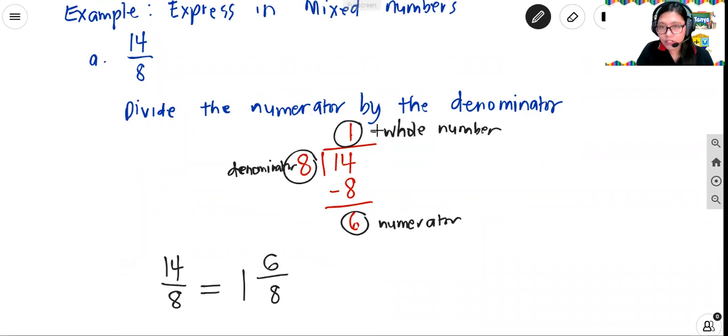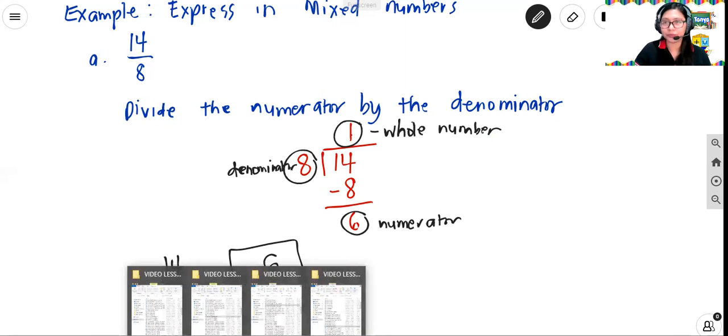Again, whatever answer you place on top of the division box, that will be your whole number. The remainder will be the numerator, and the number that we use for division, which is the same as the denominator, will still be the denominator of the fraction. So this is now our mixed fraction form of 14 over 8.